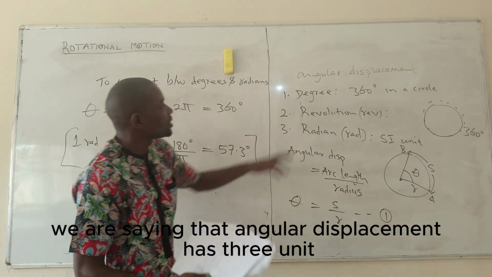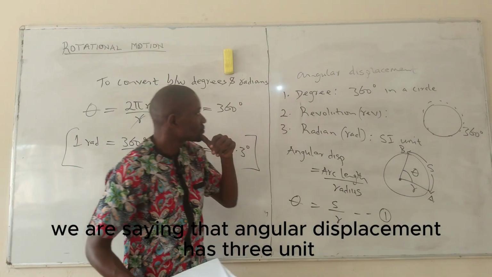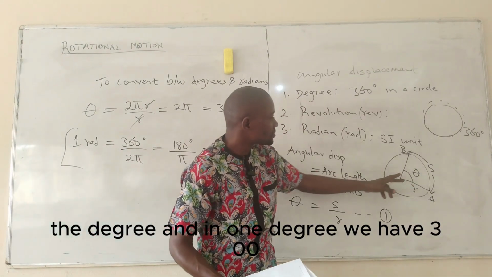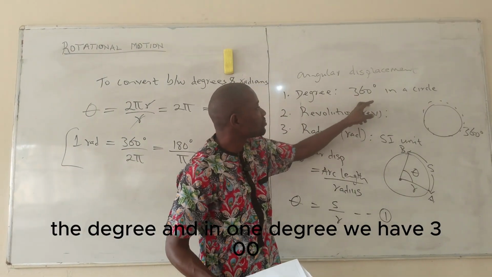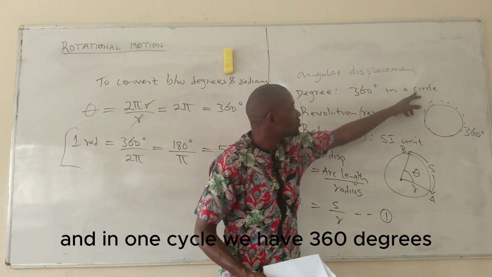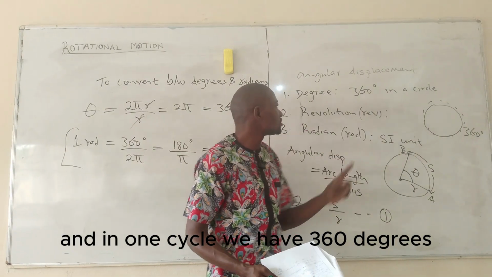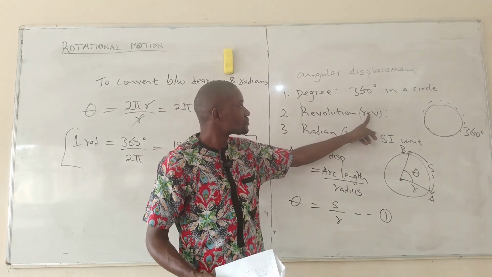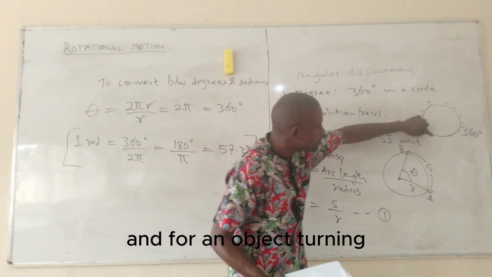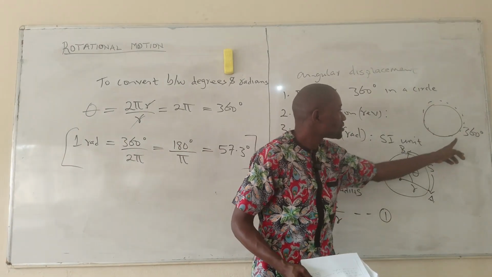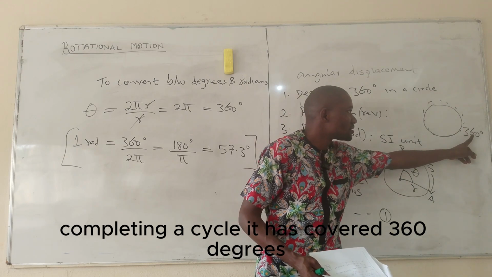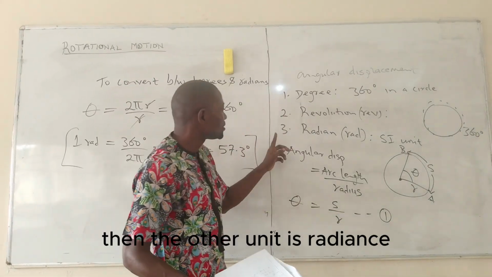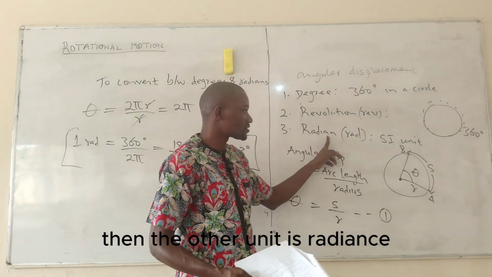So all we are saying is that angular displacement has 3 units: the degree, and in 1 cycle we have 360 degrees. Another unit is revolution. For an object completing a cycle, that's covered 360 degrees. Then the other unit is radians.